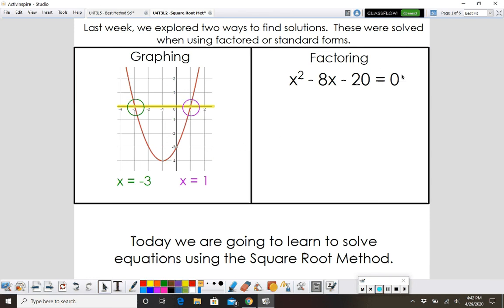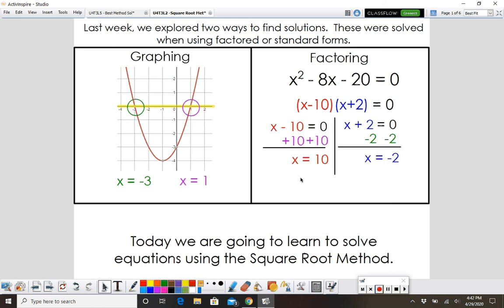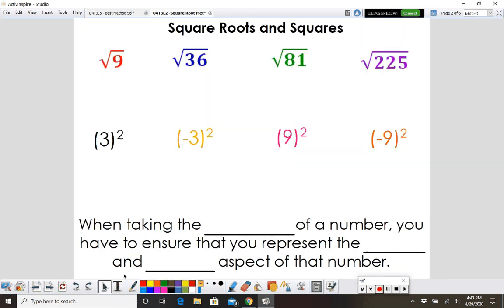We also looked at factoring. When we factored quadratic equations, we could use our factored form to find our solutions. Once we had it factored, we just made each factor equal 0, and then we solved it, and those were our two solutions. Today we're going to look at solving equations using the square root method. But before we do that, I want to talk a little bit about square roots.